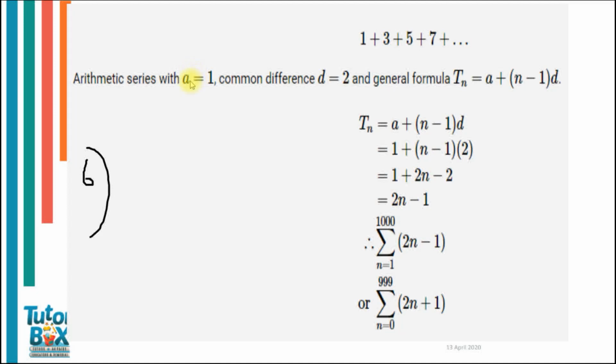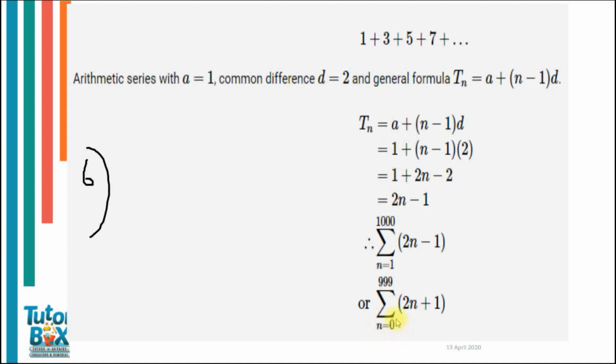Okay, so now our general formula is Tn is equal to a plus n minus 1 bracket d. And now I substitute. a is 1 there. d is 2 there. Then I just simplify and I get 2n minus 1. Right. And now it's easy. All I do is after my sigma, I put my general term or general formula. And then I'm summing from the first term, n is 1 all the way to 1000. Or you can sum from n is 0 all the way to 999.